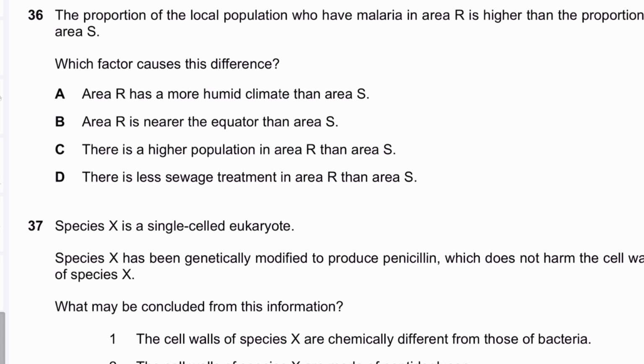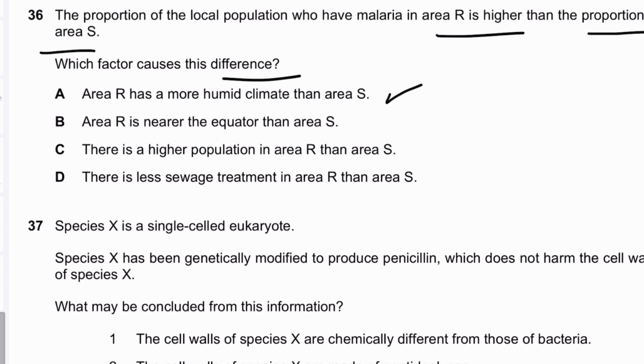The proportion of local population who have malaria in area R is higher than the proportion in area S. What factor caused the difference? The difference in area R to area S could be that it's more humid, could be that it's hotter, or in general maybe it's a bit more rainy. So let's see. Area R has a more humid climate than area S. Totally. Area R is nearer the equator than area S. Well, with climate change you can't really tell that just because some country is near the equator it's a humid country. We can't really say this. There's a higher population in area R than S.